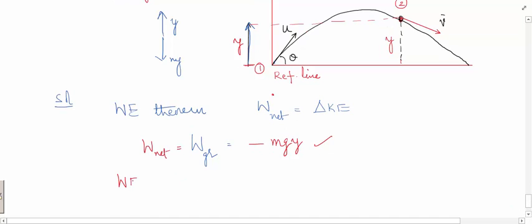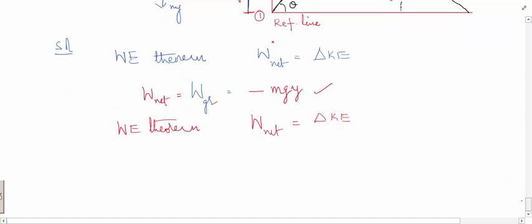Therefore, you can take the work energy theorem now. From the work energy theorem, work done is equal to change in kinetic energy. Initial velocity is u, therefore initial kinetic energy is half mu square. Final velocity at the point 2 is v, therefore final kinetic energy is half mv square. Direction does not matter because you are squaring the velocity. Work done by gravity is minus mgy. Minus mgy is equal to KE final minus KE initial, half mv square minus half mu square.